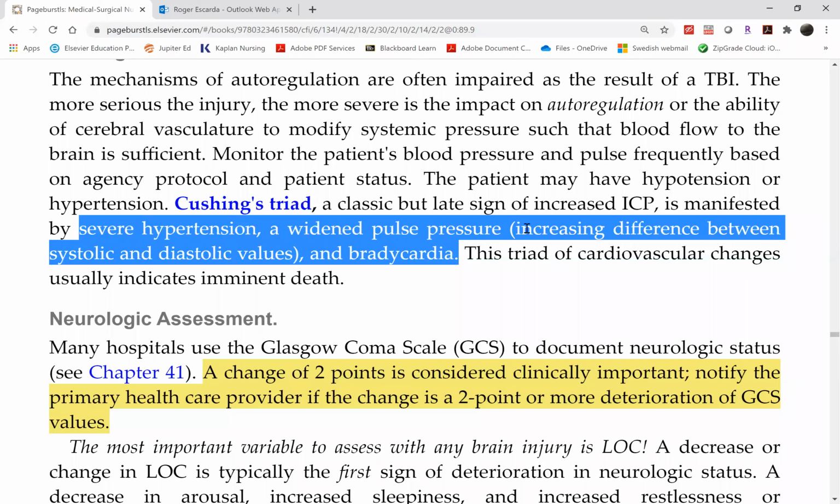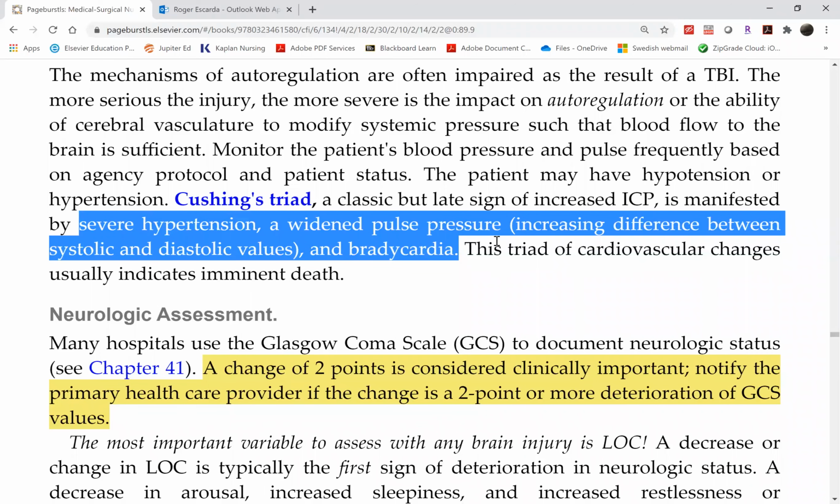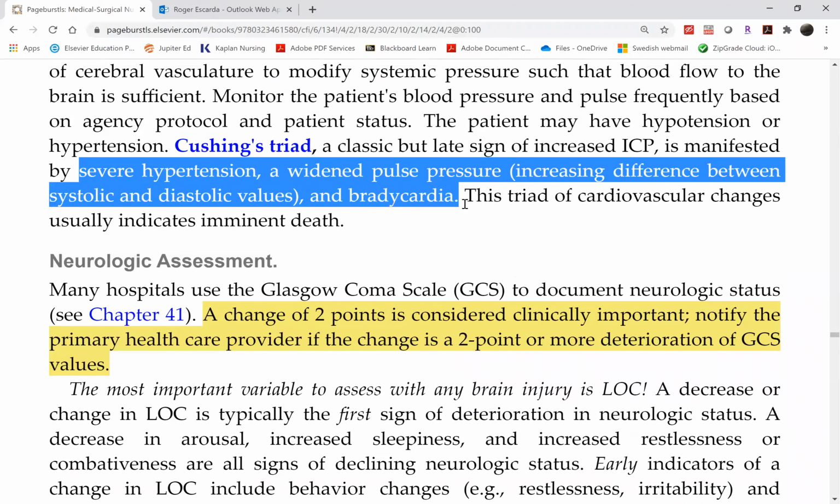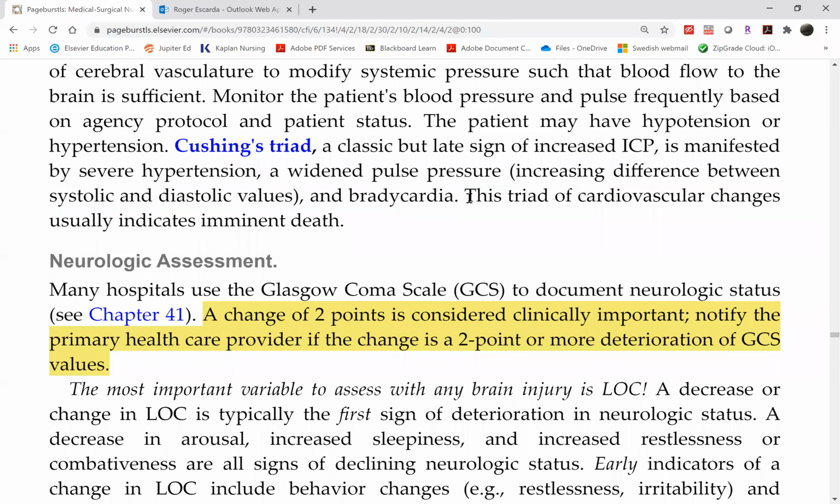180 over 80. All right, that's very wide. Yeah, that's a good example. So the normal difference between systolic and diastolic is how much? 40. All right, usually around 30 and 40. Okay, that's the normal pulse pressure. So if it's really wide, then that's already part of the Cushing's triad. This really has something to do with the brainstem herniation.